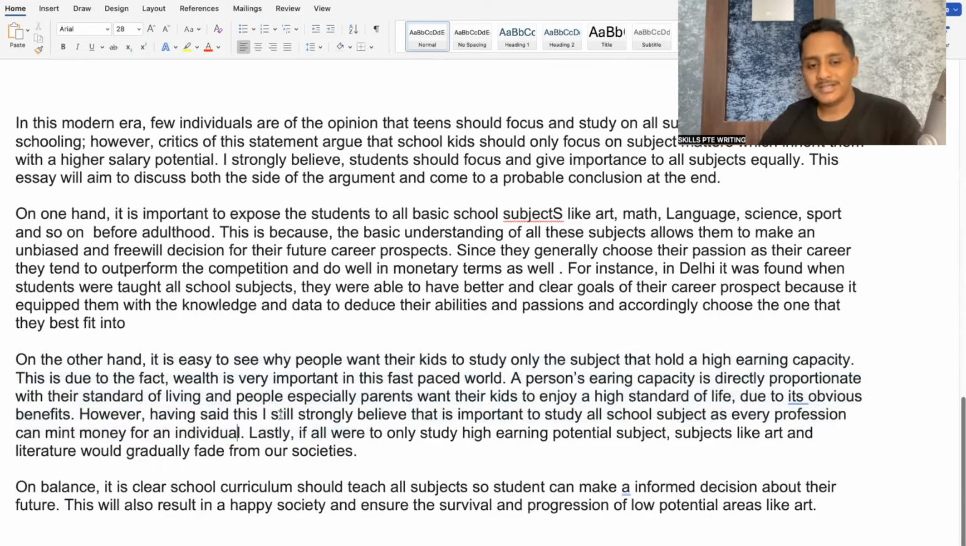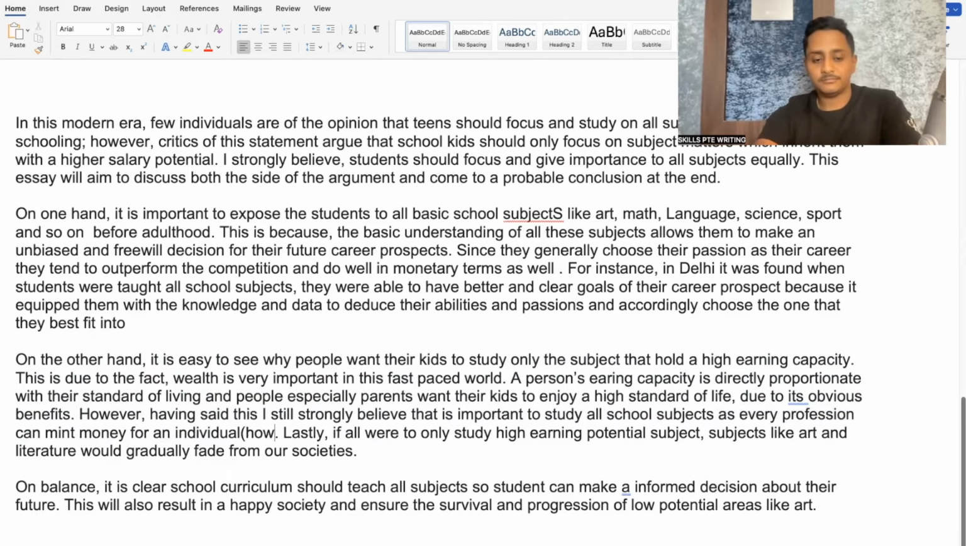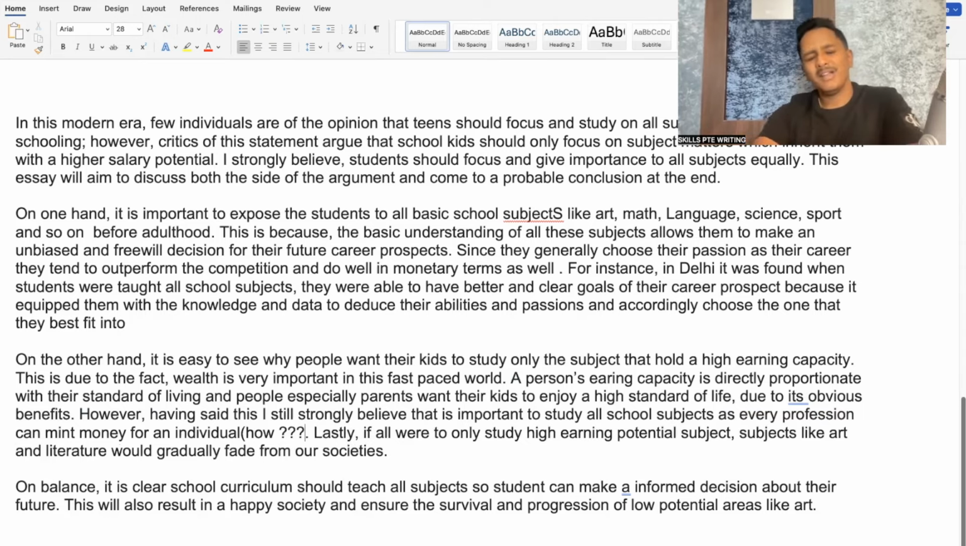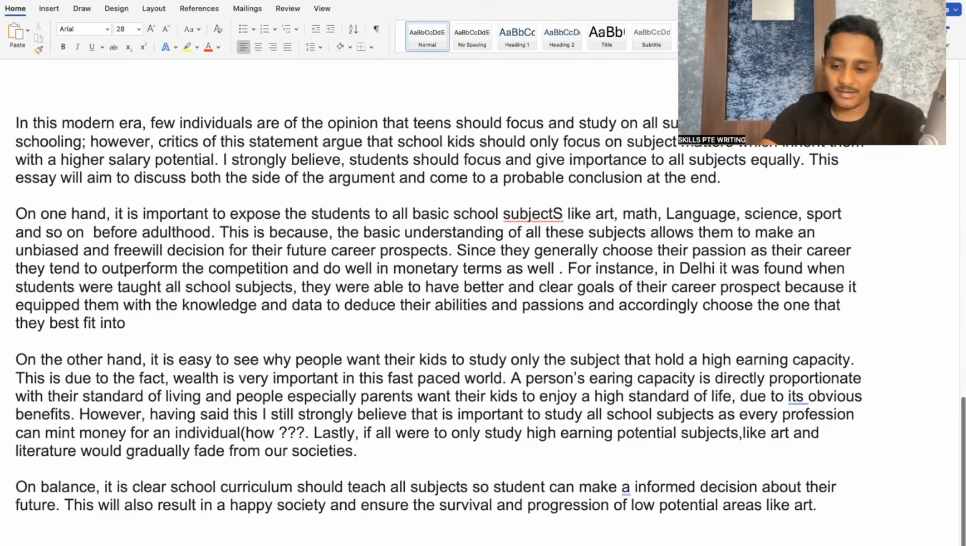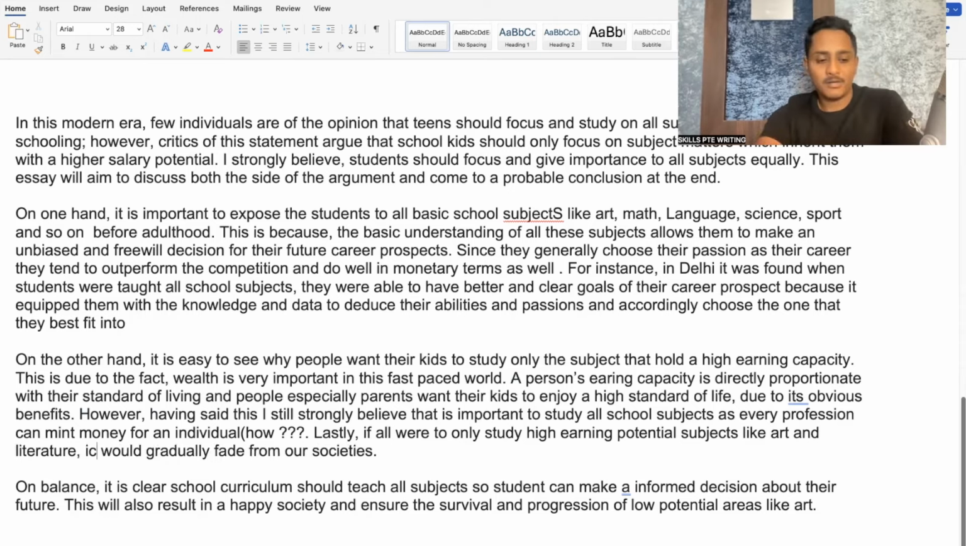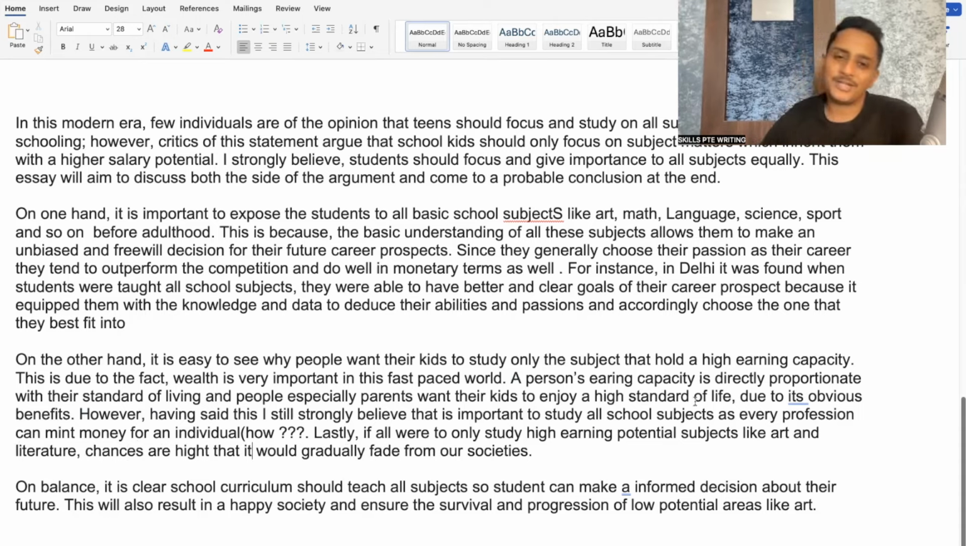However, having said this, I strongly believe that it is important to study all school subjects. As every profession can mint money for an individual, how, boss? Explain, no? Lastly, if I were to only study high earning potential subjects, like art and literature, the chances are high that it will gradually fade from our societies.